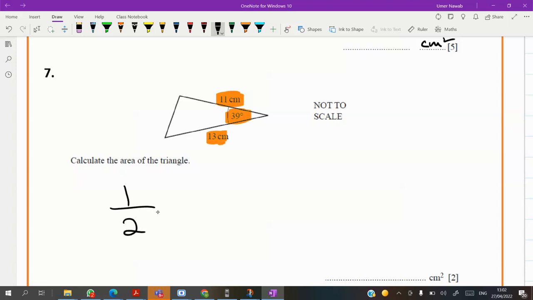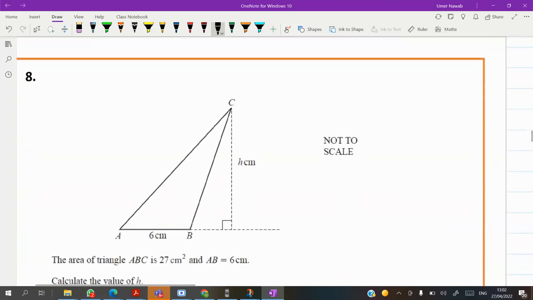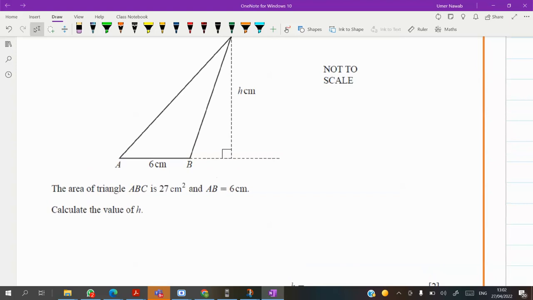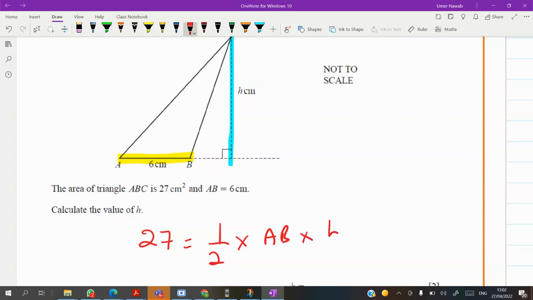So I want to find the area of a triangle: half times 11 times 13 times sine of 39. Next, area of a triangle. Can you see the height is drawn outside? Our base is, if you can see, AB, and our height is h. So area 27 equals half times AB side, which is the base, and the height is h.